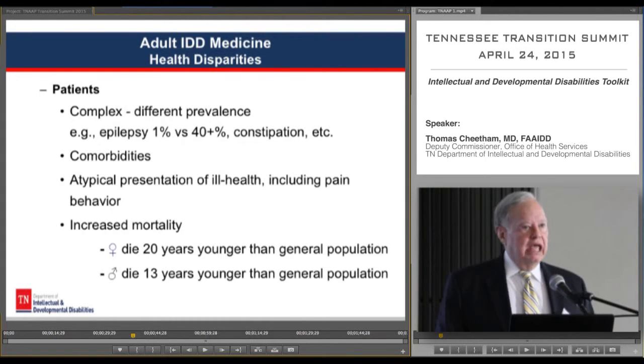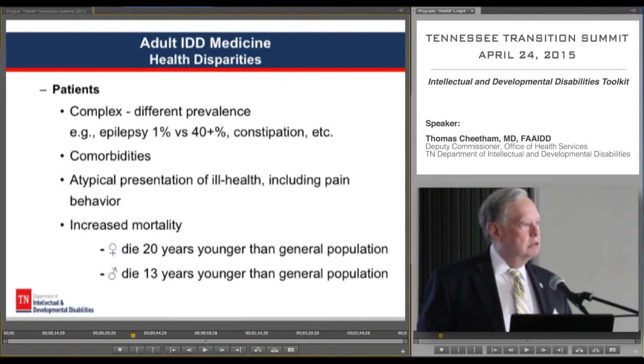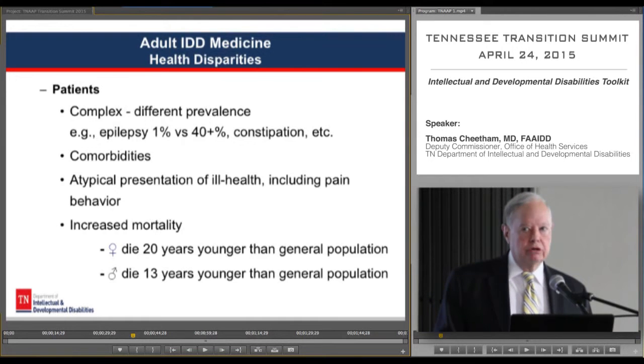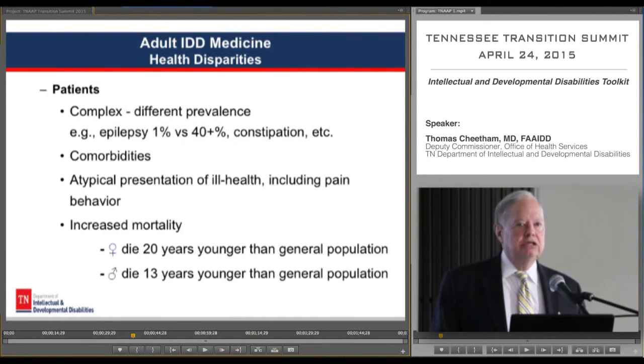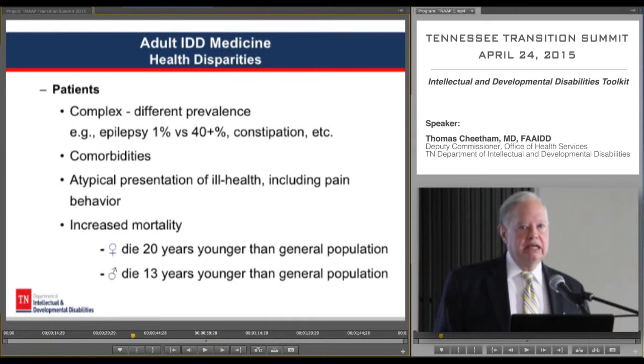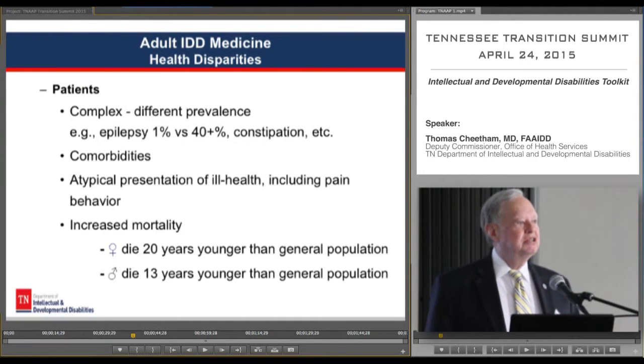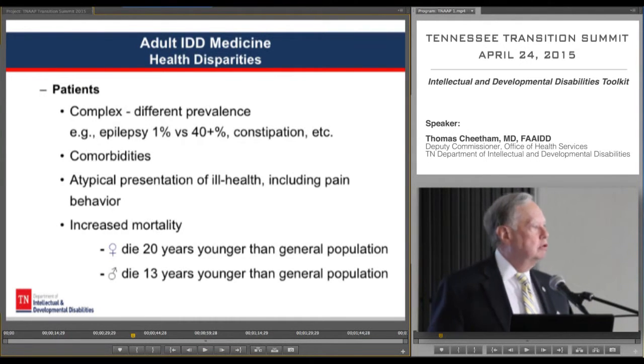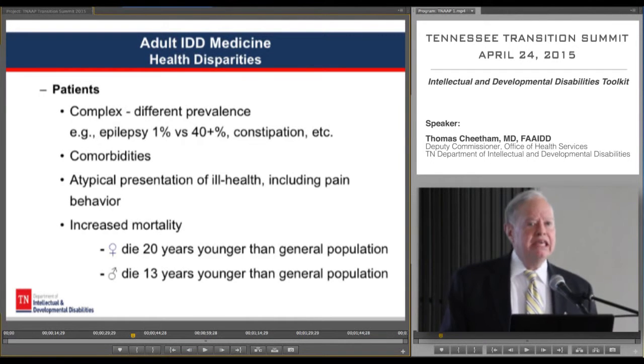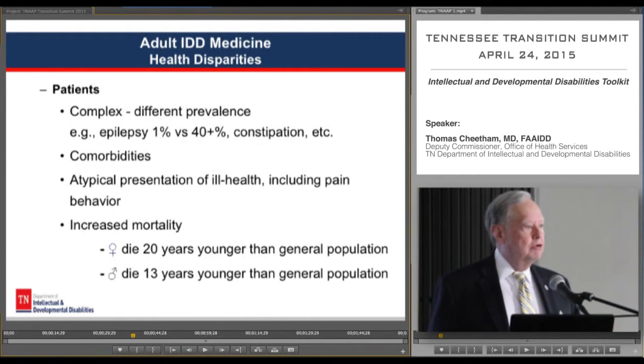Lots of comorbidities. And health presentation is atypical. One of the most distressing things you find with adults with intellectual disabilities is they do not show the same pain behavior you or I might. And the tragic part of that is, without experience, people will sometimes assume, oh, this person doesn't feel pain. No, that's absolutely not true. They do not experience and show pain behavior the way someone without a disability might.